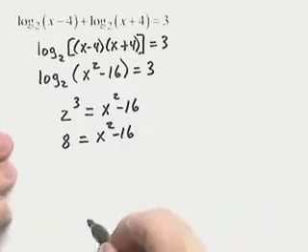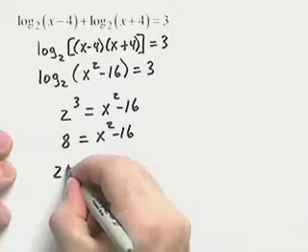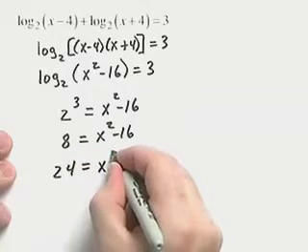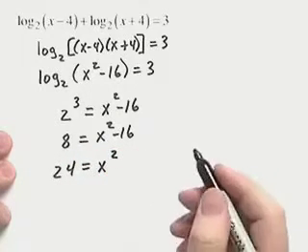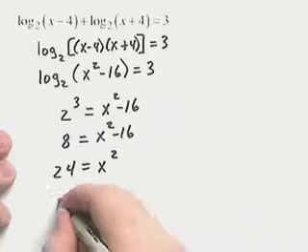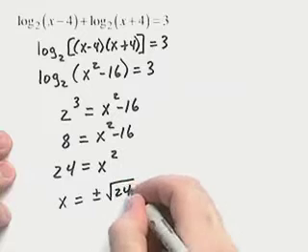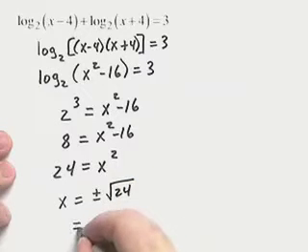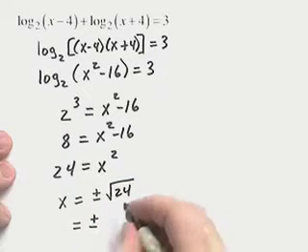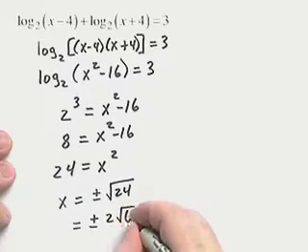I'm going to add 16 to both sides, so we get 24 is equal to x squared. To solve for x, we take the square root of both sides. So we get x is equal to plus or minus the square root of 24. And we can simplify this radical as plus or minus 2 root 6.